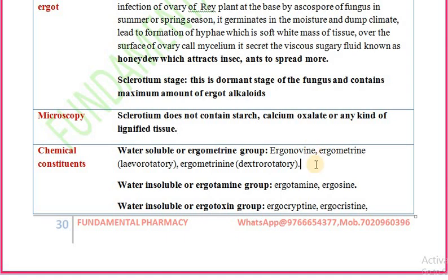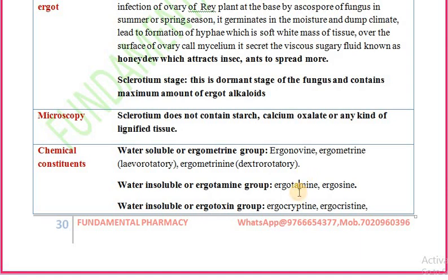What are the chemical constituents of ergot? The chemical constituents of ergot are divided into three groups. First one is the water soluble or ergometrine group. In that, ergonovine, ergometrine, and ergometrinine. These are the three examples, out of which ergometrine is levorotatory and ergometrinine is dextrorotatory.